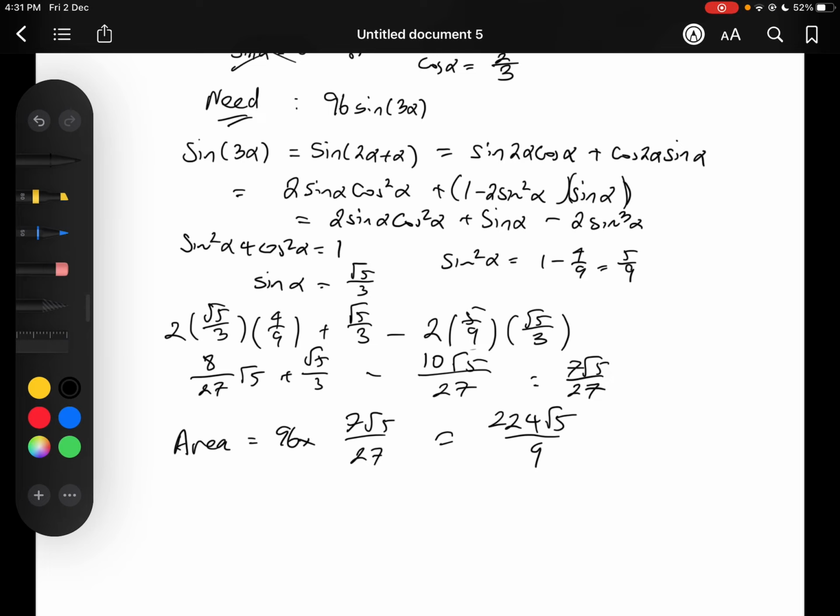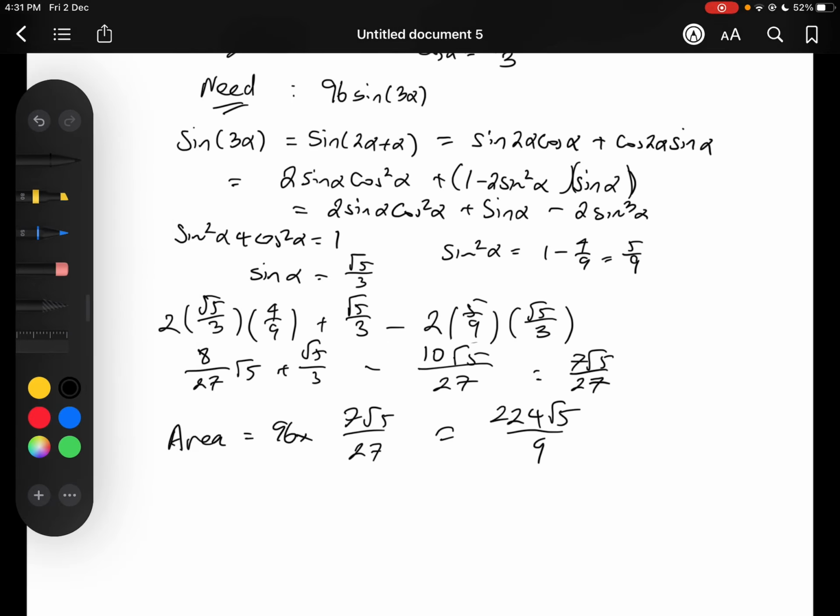And that should be our final area of the triangle. We can just leave it as 224 root 5 over 9, and that is our final answer.